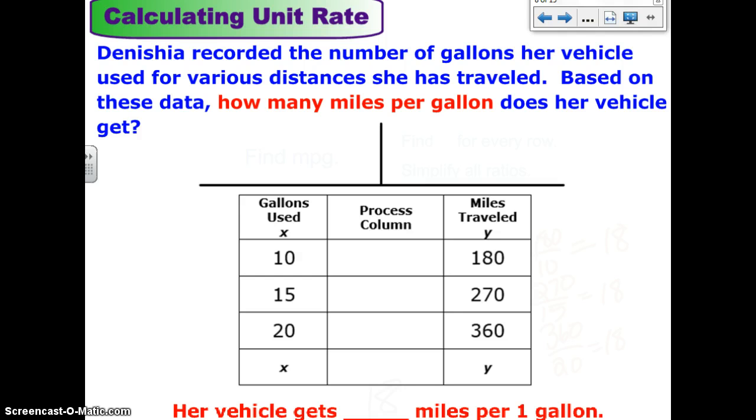Denisha recorded the number of gallons her vehicle used for various distances she has traveled. Based on the data, how many miles per gallon does her vehicle get? Our question is to find miles per gallon, or the unit rate. We know to find that we have to take y divided by x for each row and simplify our ratios.